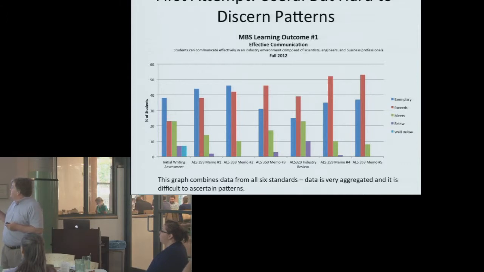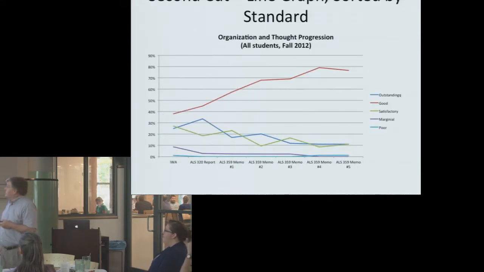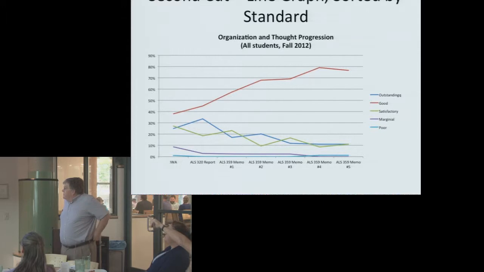What we started to do is that this also combines all 6 standards in that rubric, and we decided to just aggregate and look at standards one by one, and we started using line graphs rather than bar graphs, so you'll see this in a sec. So, it looks like exemplary starts out high, goes low, and then comes back up.